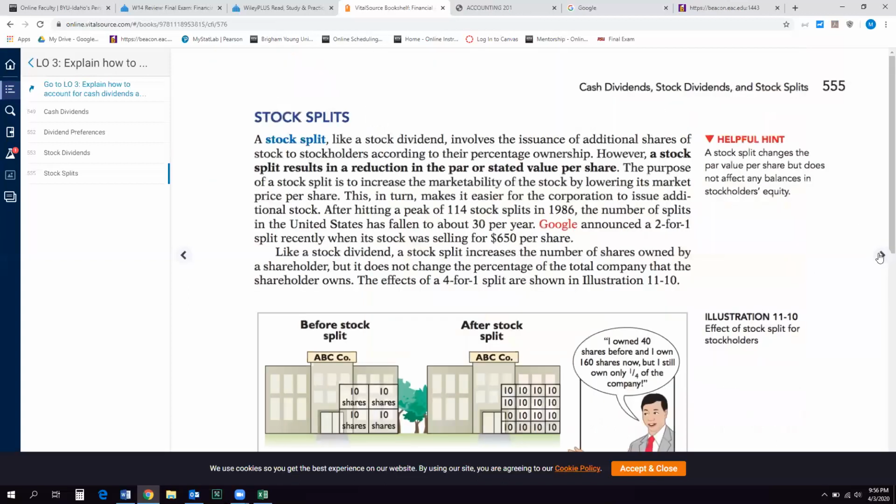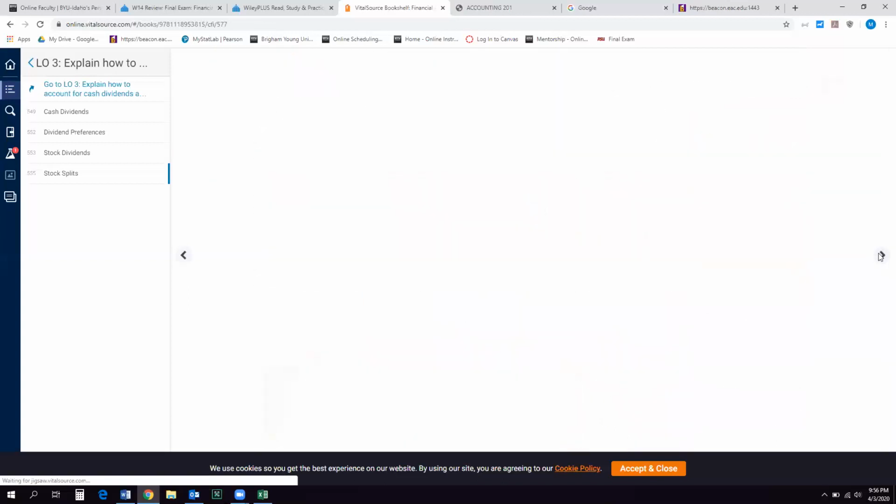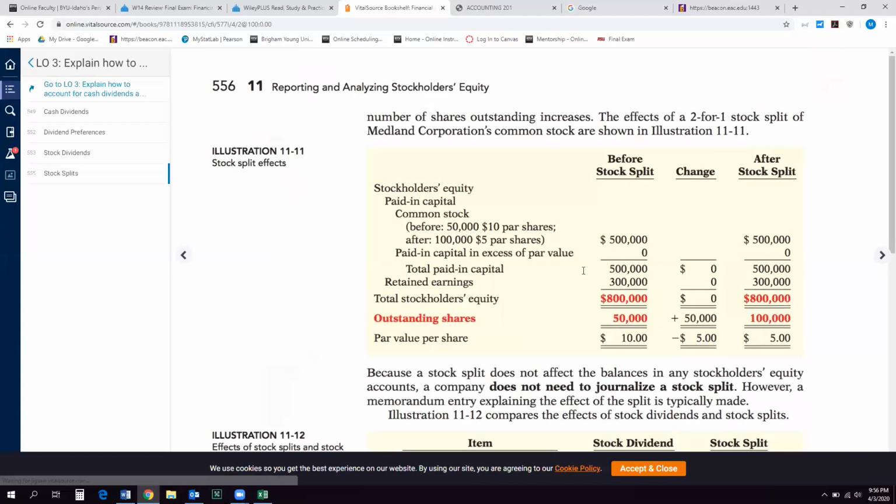By contrast, here is an illustration of what happens when we have a stock split. We have $500,000 worth of common stock out there, and we have $300,000 in retained earnings, so a total of $800,000, and we have 50,000 shares, so our par value per share is $10.